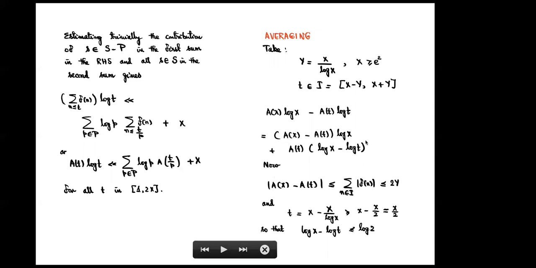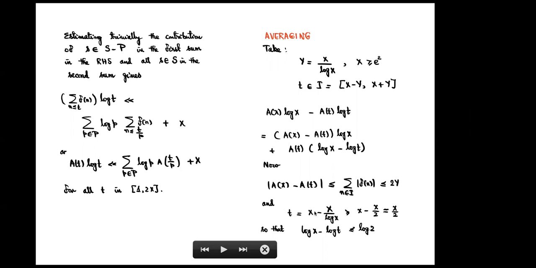Now let us estimate each term. A(x) minus A(t) is trivially bounded. This is the difference of two partial sums, and t lies in the interval x minus y to x plus y. So the difference of partial sums is at most the sum of |f(n)| over n in the interval. The interval has length 2y and |f(n)| is less than or equal to 1, so this difference is at most 2y.